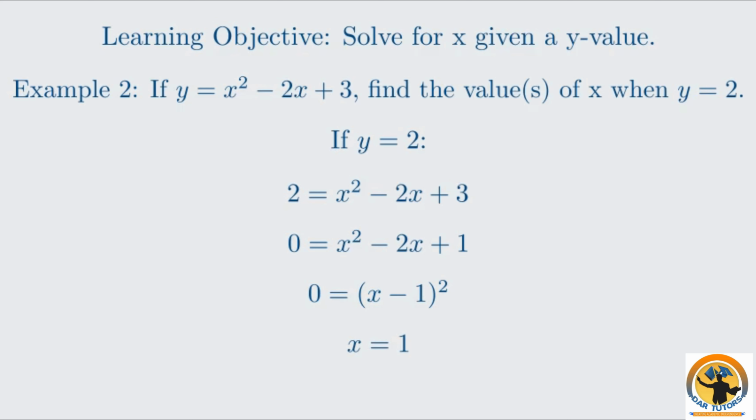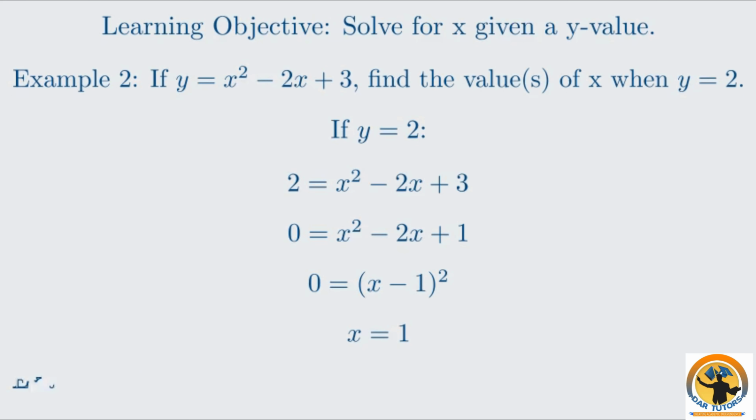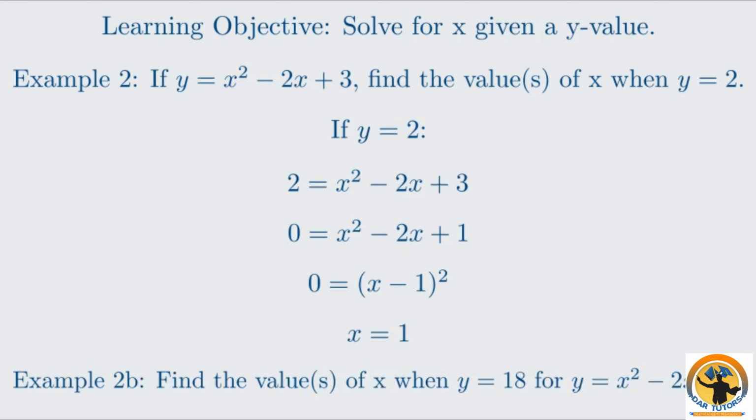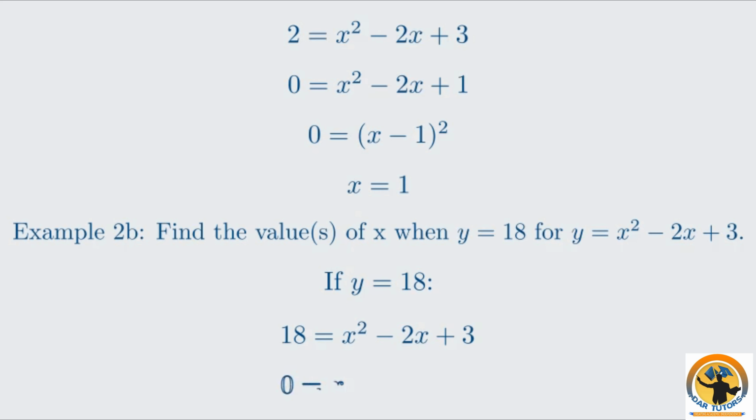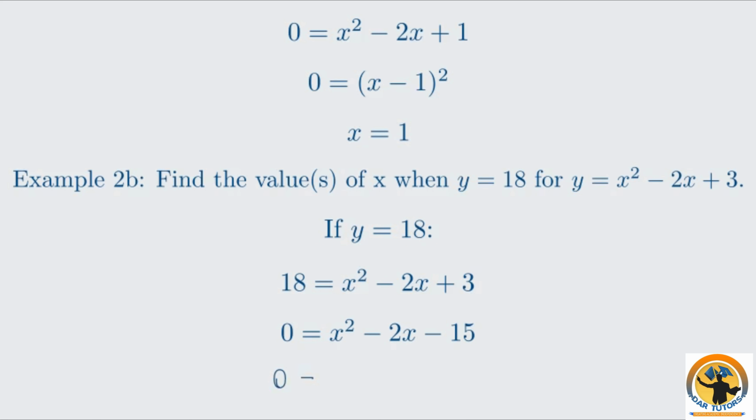Now let's find the x values for a different y value. What are the x values when y equals 18 for the same function, y equals x squared minus 2x plus 3? Again, we substitute 18 for y, giving us the equation 18 equals x squared minus 2x plus 3. Rearranging, we get x squared minus 2x minus 15 equals 0. This is a standard quadratic equation. We can solve this by factoring.